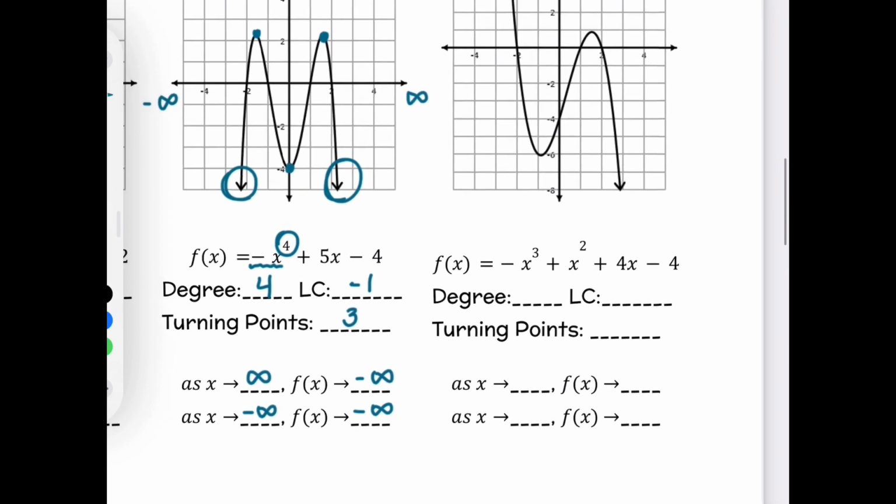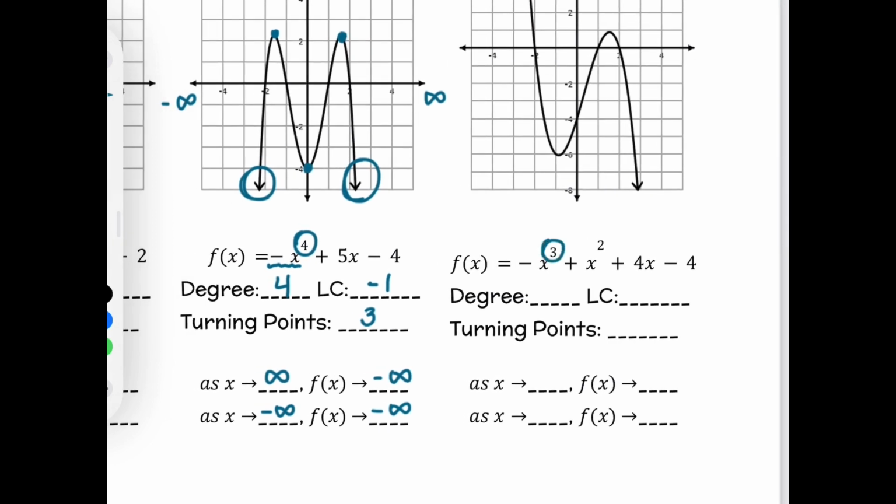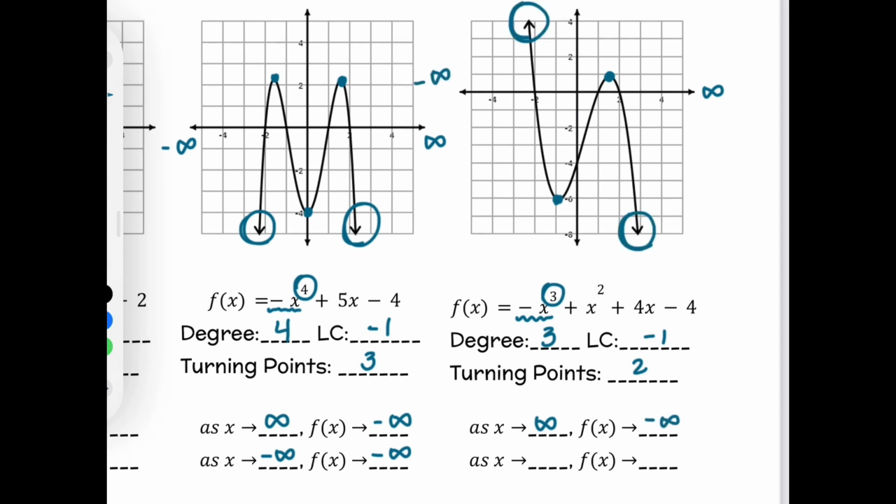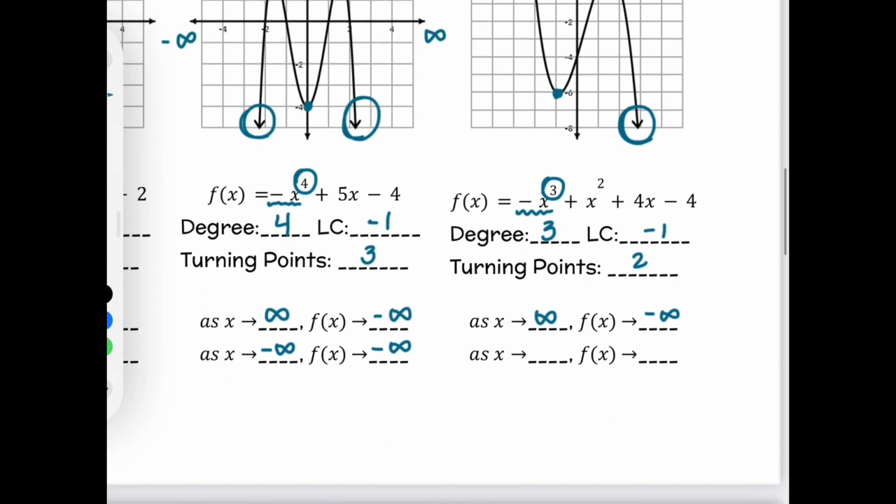All right, so looking at number 6, the degree of this would be a 3. The leading coefficient, it's just a -1. And the turning points, so we switch directions 2 times, so we have 2 turning points. And as x goes to positive infinity, our graph is going down, so we're going to negative infinity. So as we go to negative infinity in this direction, our graph is going up. So we're going to have negative infinity to positive infinity.